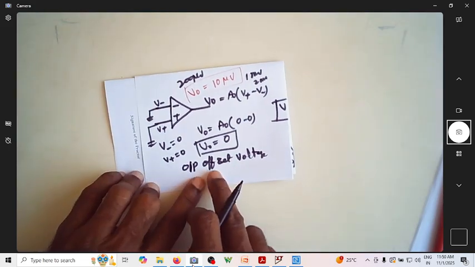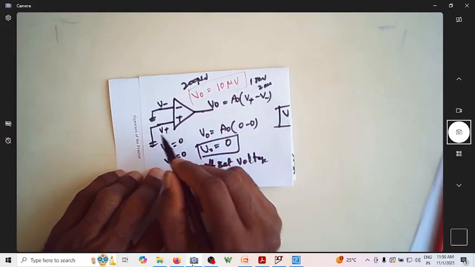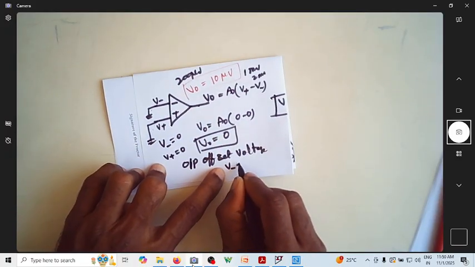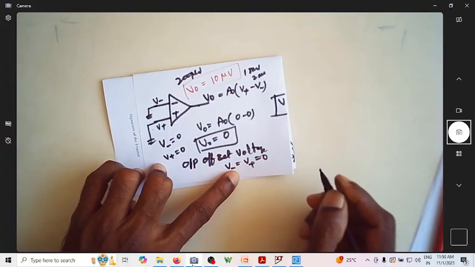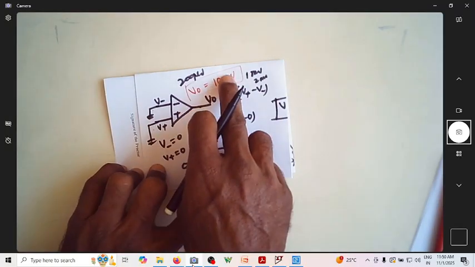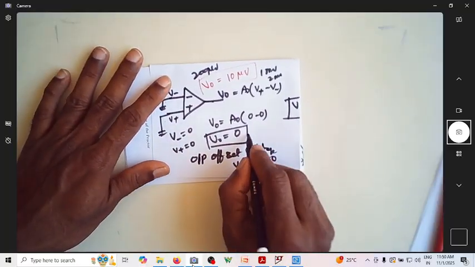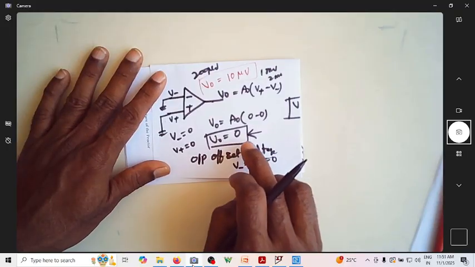So what is output offset voltage? It is the output voltage with both inputs grounded, with V minus equal to V plus equal to 0. These two are grounded. If you still have some voltage at the output, it is the output offset voltage. Now I should get the output as 0.